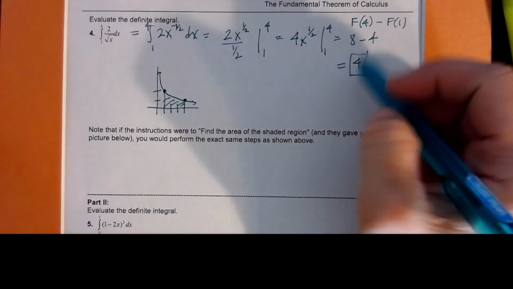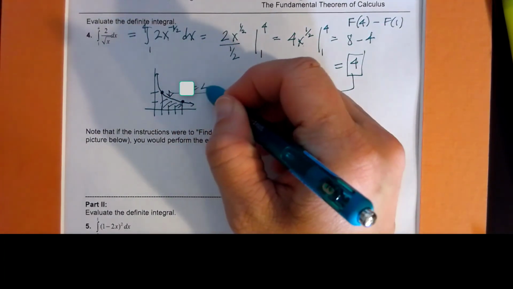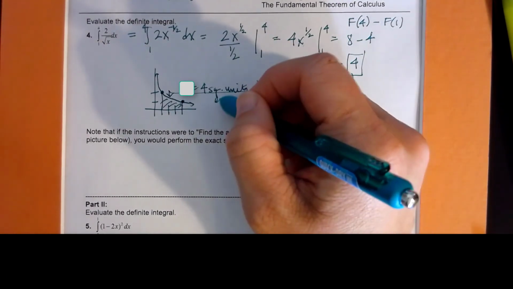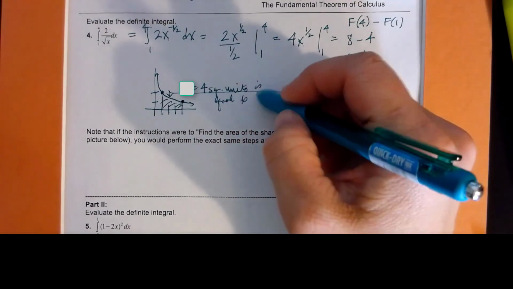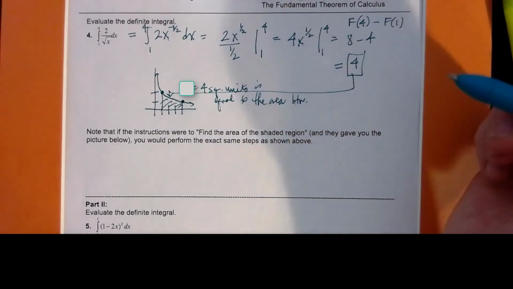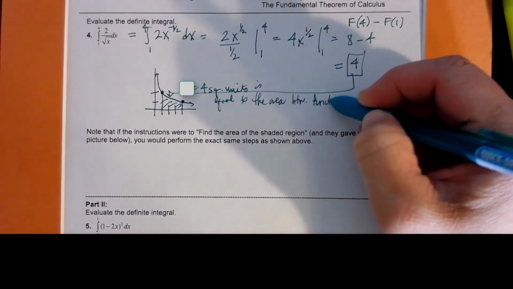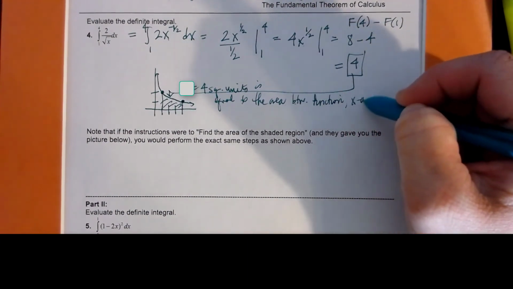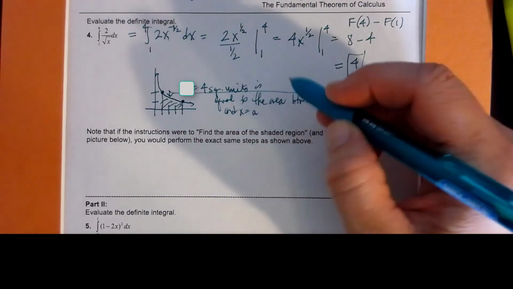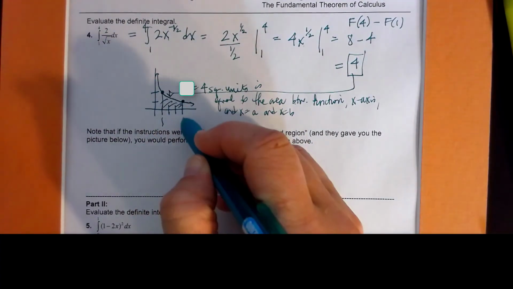So this value of 4 is equal to the area between the function, I'm going to use BTW for between. So between the function, the x-axis, and x equals a, and x equals b. So this would be our a of 1 and our b of 4.